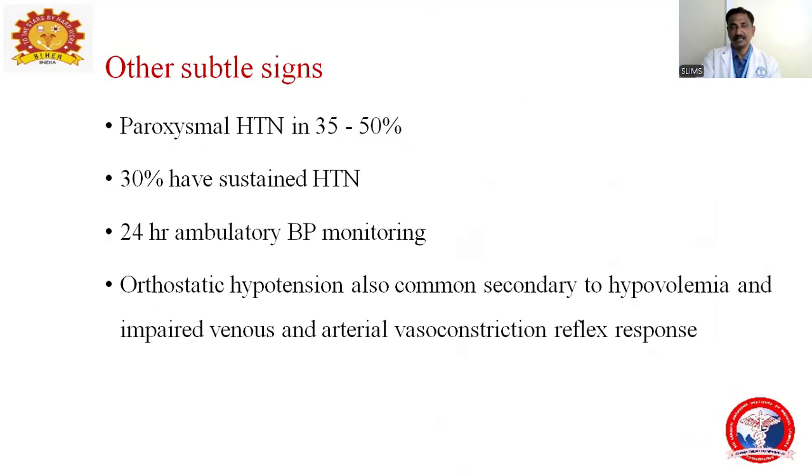Paroxysmal hypertension occurs in 35 to 50%. 30% have sustained hypertension, and 24-hour ambulatory BP monitoring is mandatory. Orthostatic hypotension is also common, secondary to hypovolemia and impaired venous and arterial vasoconstriction reflex response. Though the patient is in a hypertensive state, there will be a constant state of volume contraction in this patient.